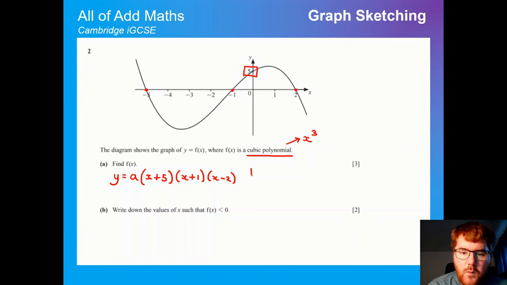So when x is equal to 0, y is equal to 5. That's that coordinate I've just labelled up here. And we pop that in to work out a.